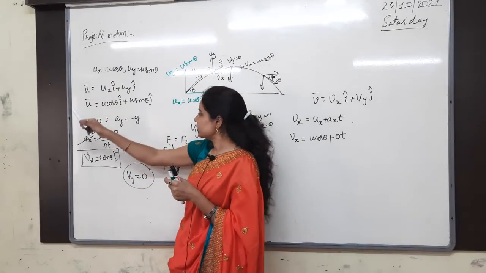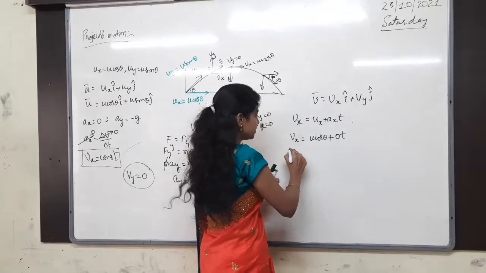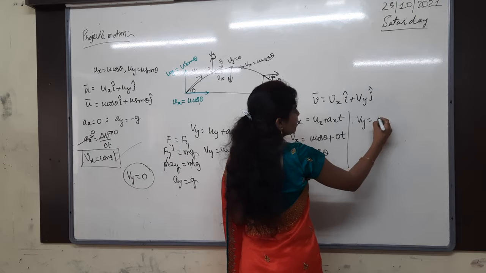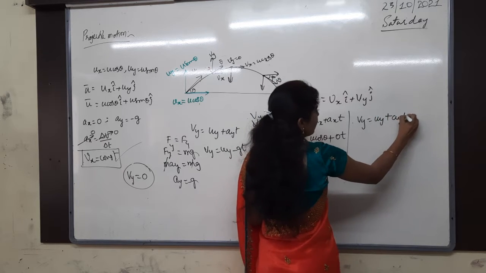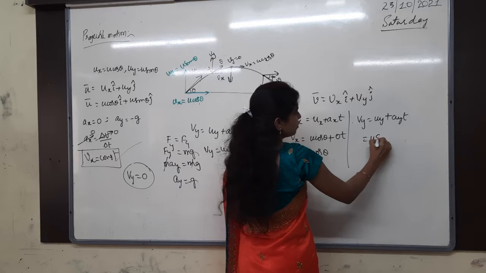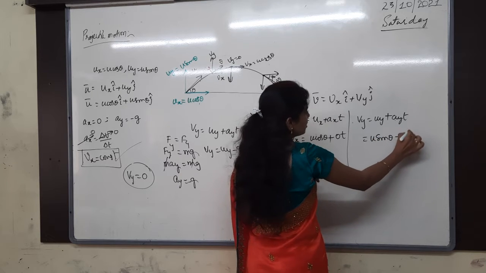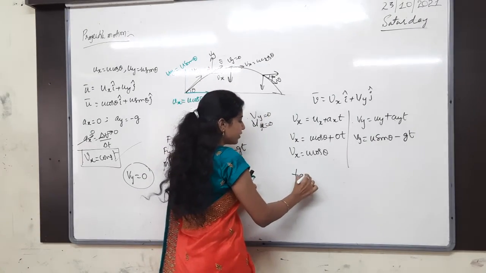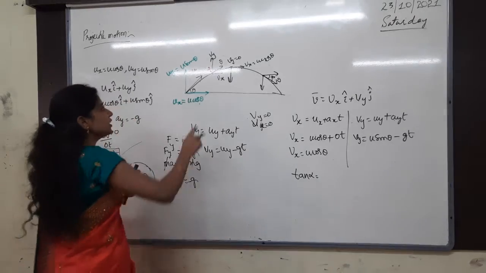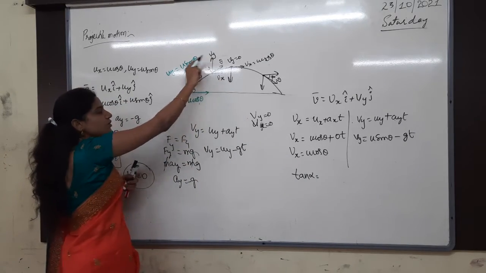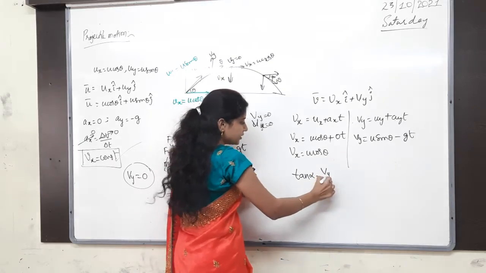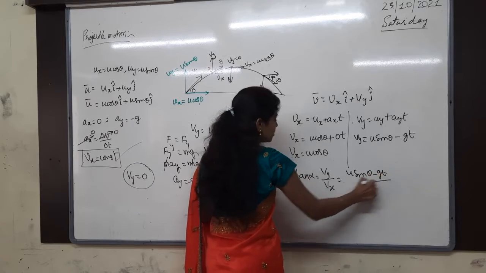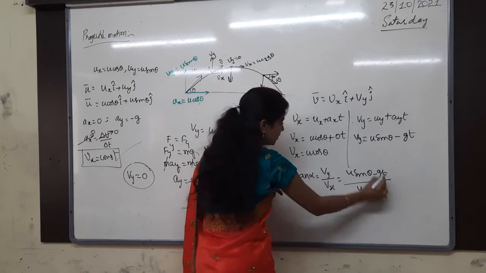I have not taken any Ax here. Ax is equal to 0. Then Vx is equal to u cos theta. Then Vy is equal to Uy plus Ay t. Uy is how much? U sin theta minus gt. This is the Vy. And then I want to find out the tan alpha direction. Tan alpha is equal to what can I write? Opposite by adjacent. Opposite is how much? Vy. Adjacent is how much? Vx. Vy is how much? U sin theta minus gt by Vx, which is u cos theta.